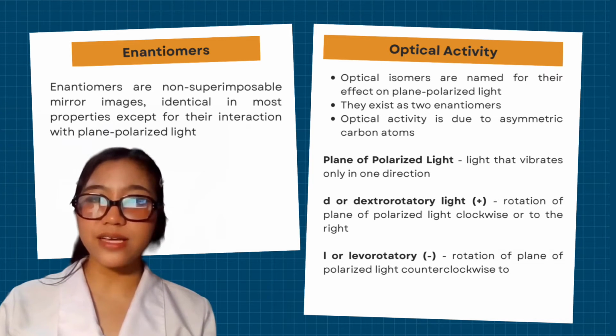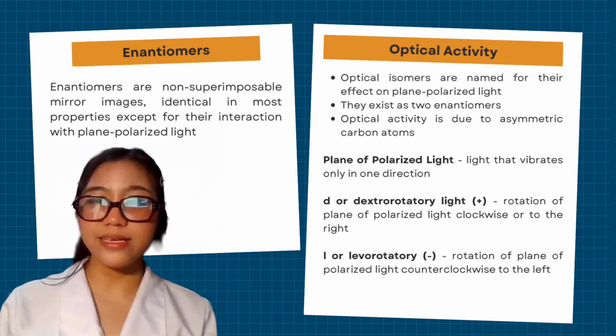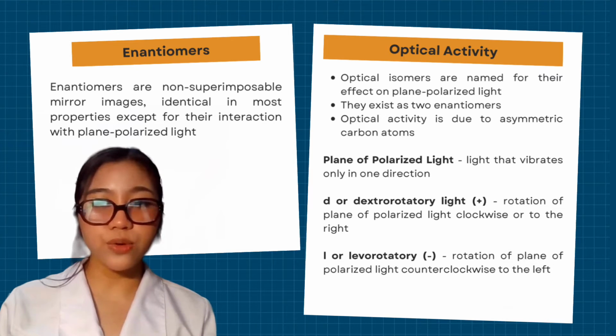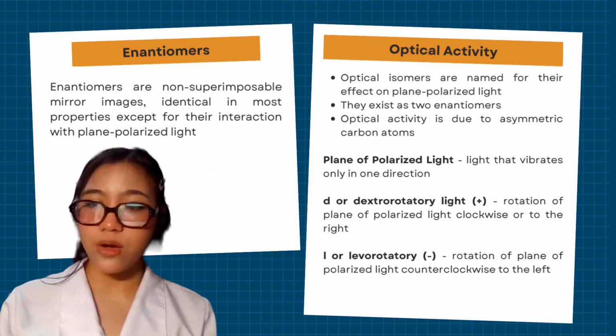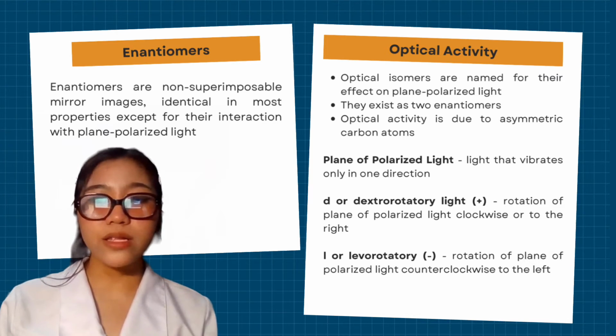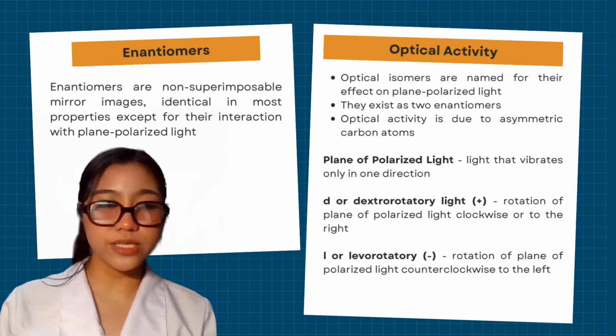The presence of asymmetric carbon atoms is central to a compound's optical activity. Plane polarized light is light that vibrates only in one direction. A clockwise or rightward rotation of plane polarized light is termed D, or dextrorotatory, denoted by a positive sign, while a counterclockwise or leftward rotation is termed L, or levorotatory, denoted by a negative sign.